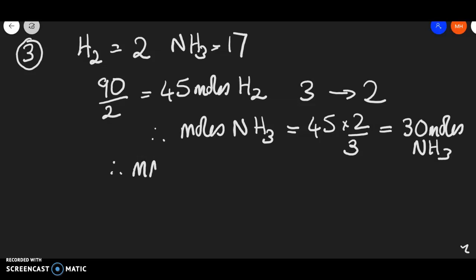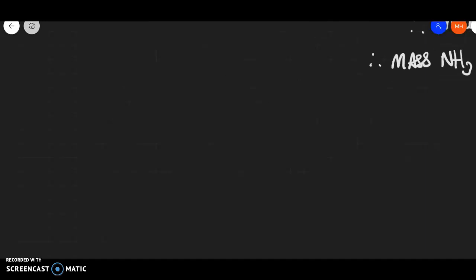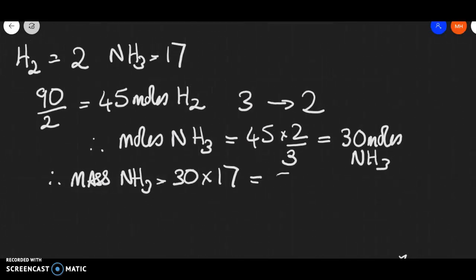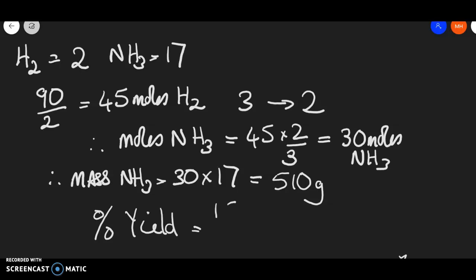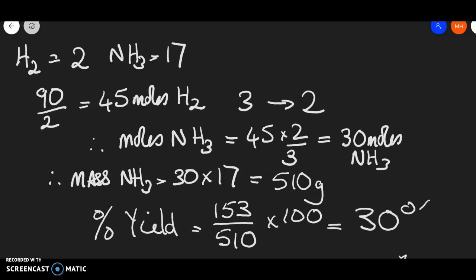Therefore mass of ammonia is 30 times 17, which equals 510 grams. So therefore percentage yield is equal to 153, mass we obtained, divided by theoretical mass, times 100, which equals a nice round 30%.